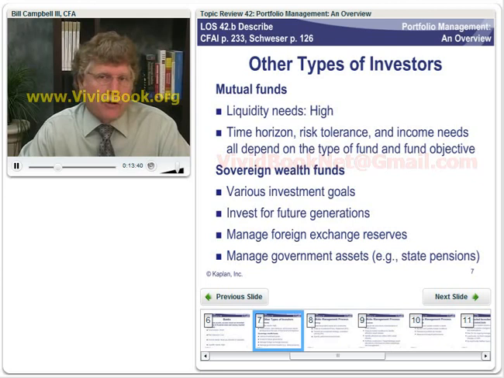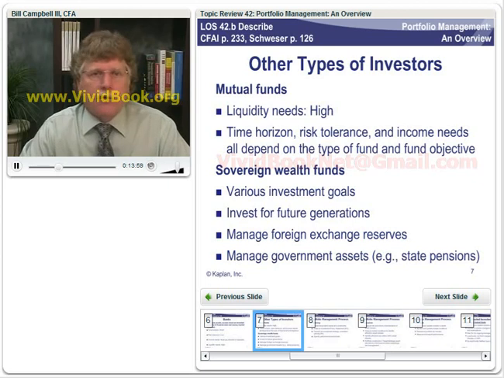That's about the only thing you can say in general about mutual funds. The time horizon, the risk tolerance, the income needs, that's all going to depend on the type of fund and the fund objective. And we'll talk a lot about funds in just a little bit. So be patient and we'll get to specifics on that in just a bit.